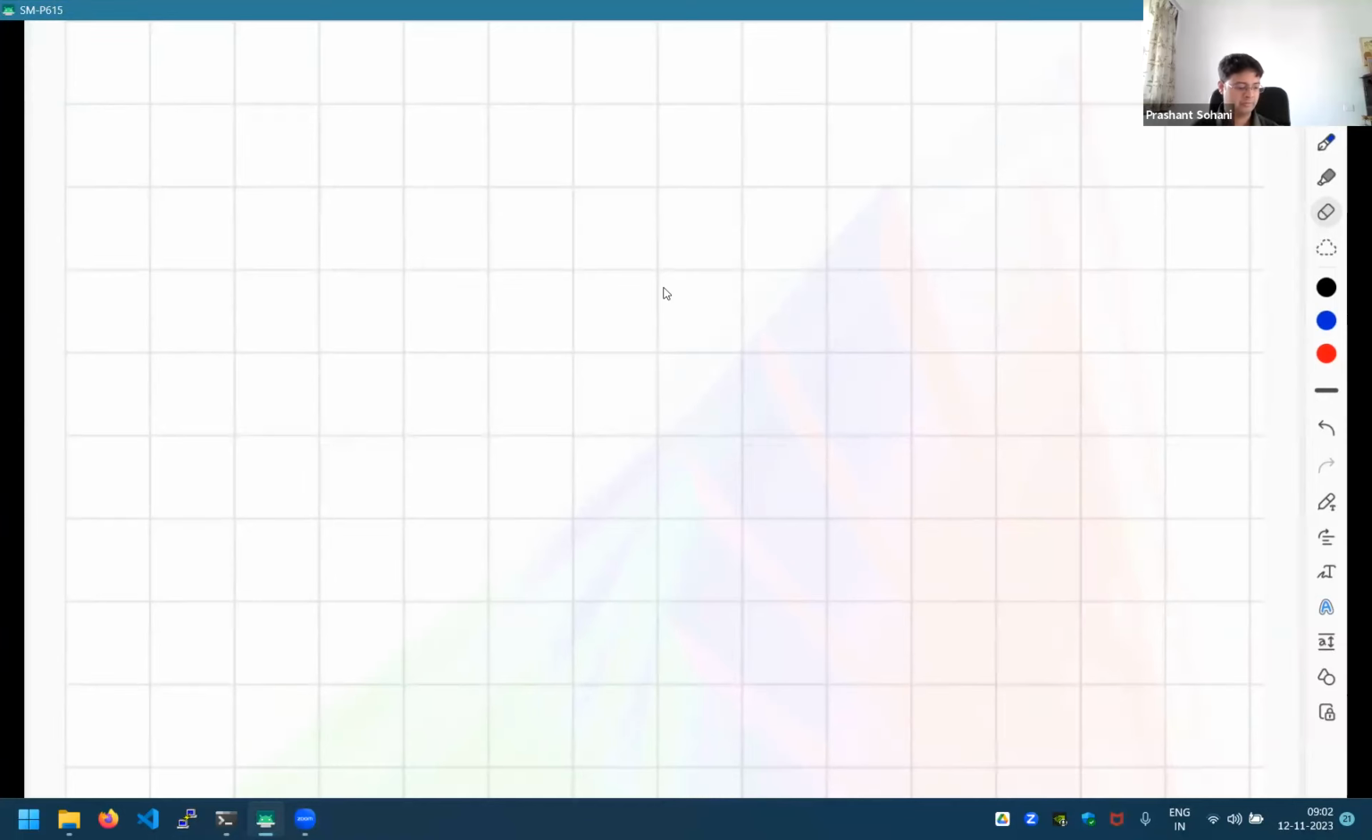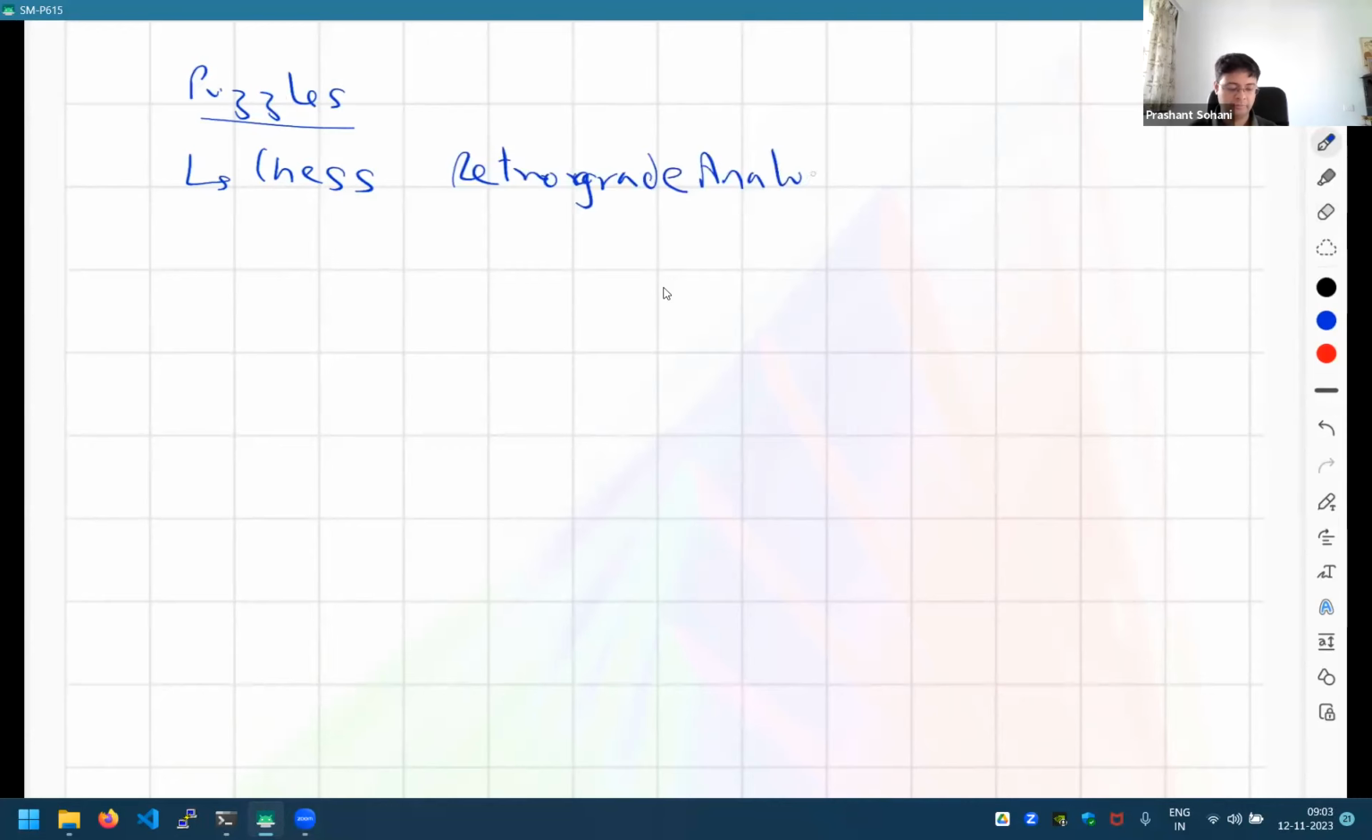In the domain of puzzles and riddles, there are many kinds of puzzles. There is one complete stream of puzzles related to chess, but I will not cover that today. I'll encourage you to read more about it. There is a topic called retrograde analysis, which is all about analyzing not the future of the game, but the past events: what happened before this position and how to logically deduce it.